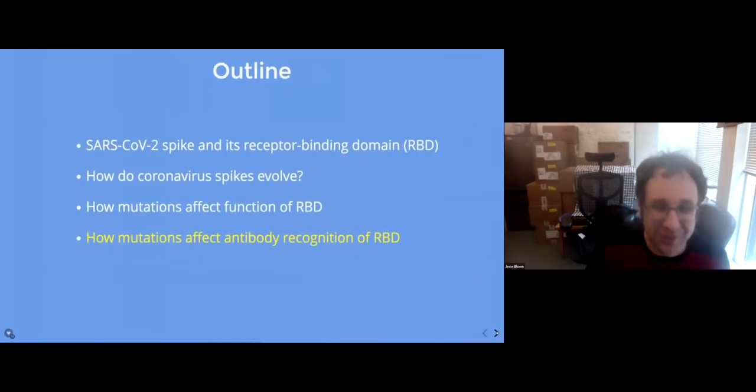Okay, but rather than dwell on those maps more, what I want to get to is how we can now use those and the experimental platform I discussed to get at the question, which I think is of the most intense interest in the study of SARS-CoV-2 right now, which is how might mutations affect antibody recognition of the receptor binding domain.